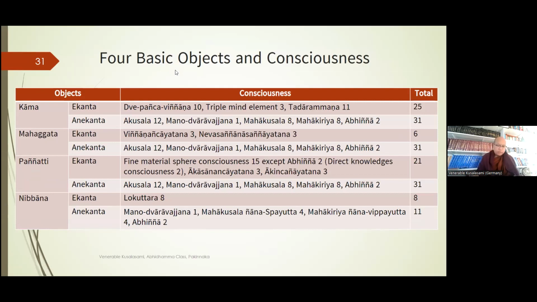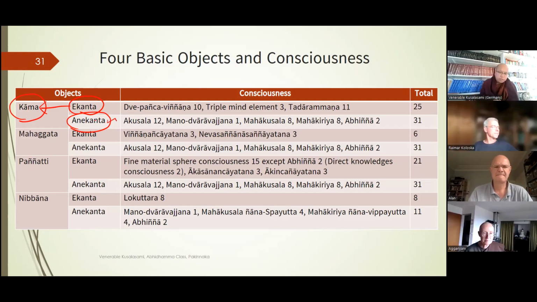Last week we talked about the words already: Ekanta and Nikanta. Ekanta is only the karma object, the sense-sphere object. And Nikanta is not only one, but including the karma object and one more. So Nikanta means not only one object. Basically, there are four objects: karma, mahagata (sublime), panyati (concept), and nibbana. So, four basic objects.